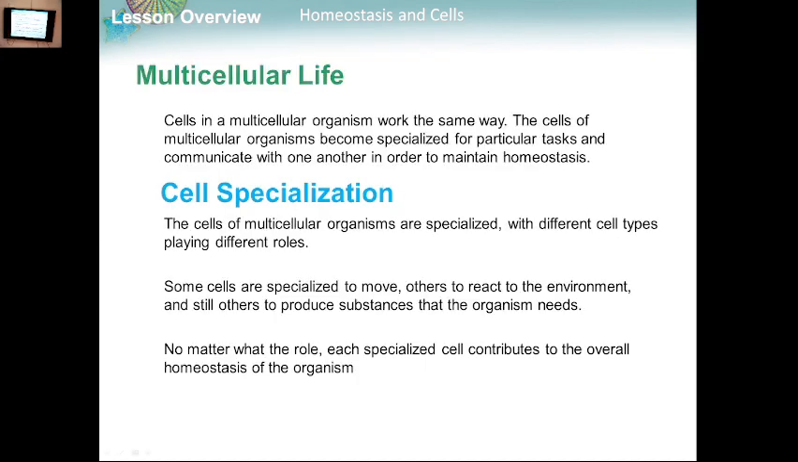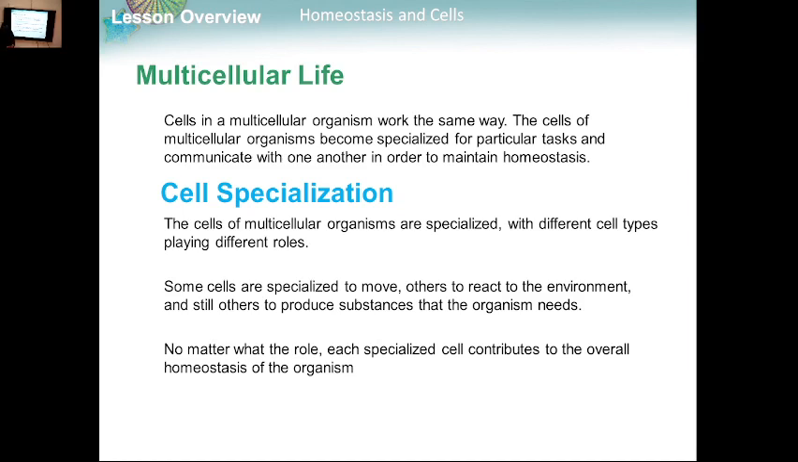Multicellular organisms are composed of many cells. Cells in multicellular organisms work the same way. The cells of a multicellular organism become specialized for a particular task and communicate with one another. We have a function called cell specialization. The cells of multicellular organisms are specialized into different cell types, playing different roles. Some cells are specialized to move, others to react to the environment, and others to produce substances that the organism needs. No matter what the role, each specialized cell contributes to the overall homeostasis in the organism.